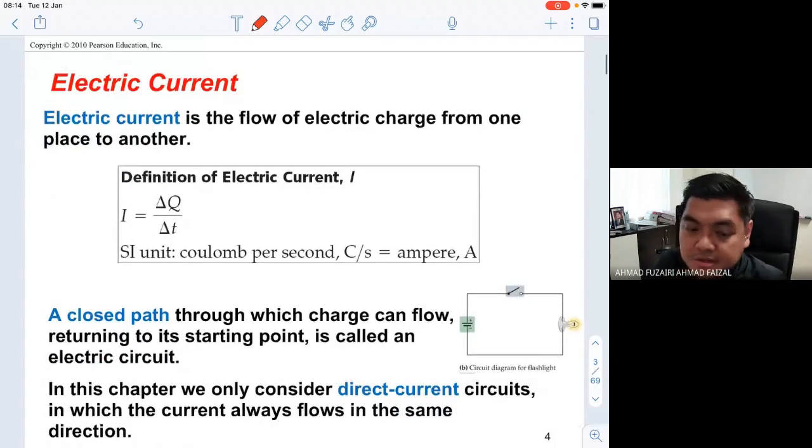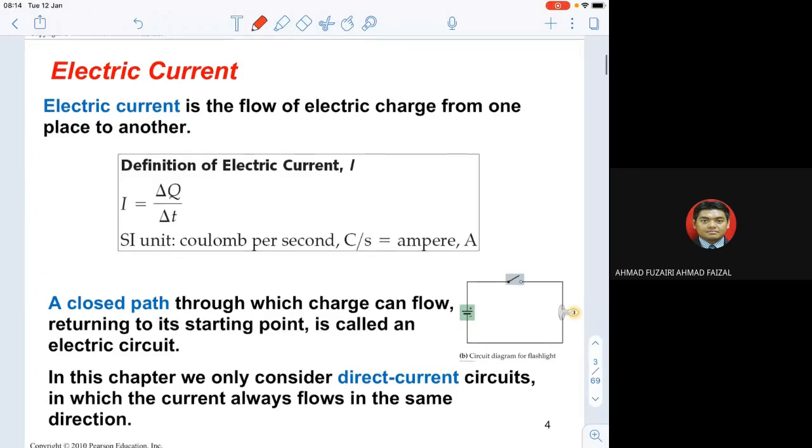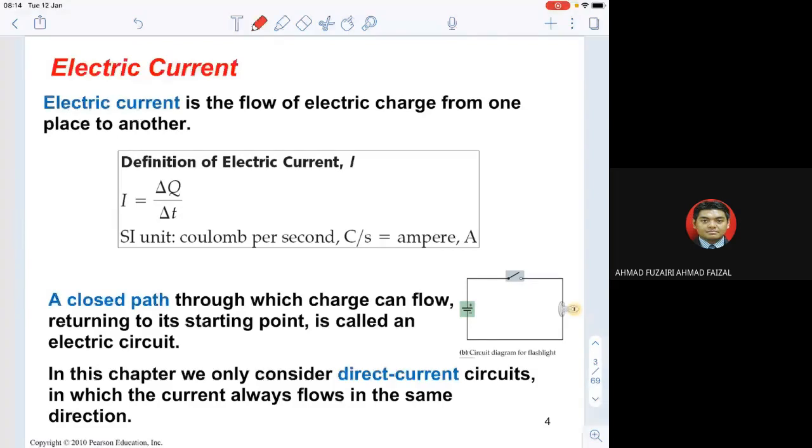So what are electric circuits? This is the story about electric current. First of all, if you want to know what electric current is, then we should define current in terms of a quantity of charge per unit time. You can see here the definition of electric current is delta Q over delta T. Q is the quantity of charge, and delta T is the total time.